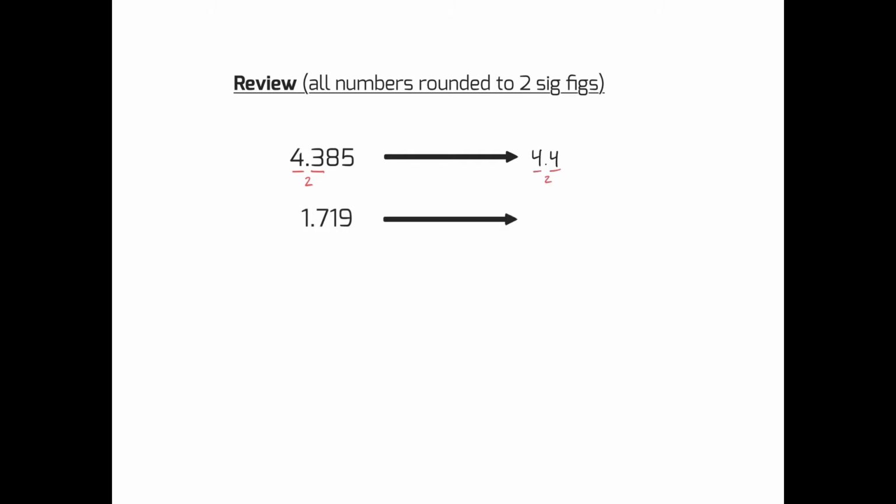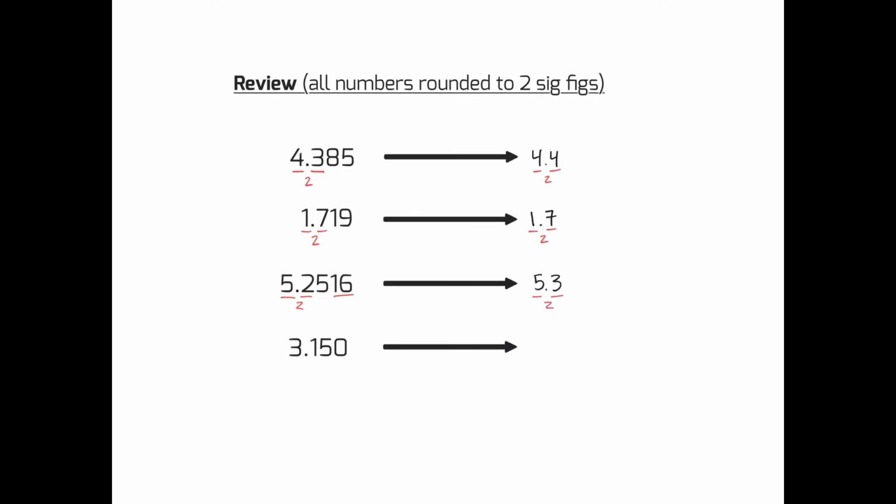In our next example, we're rounding 1.719. We count off 2 sig figs, and now we're looking at the next number, which is this 1. The 1 is less than 5, so this 7 rounds down, meaning this 7 stays a 7. So what we get is 1.7, which has 2 sig figs. In our next example, we're rounding 5.2516. We count off 1, 2. Our next number here is a 5, and we can see that this 5 is followed by more numbers. So we're going to round this 2 up to a 3. And what we get is 5.3, which has 2 sig figs.